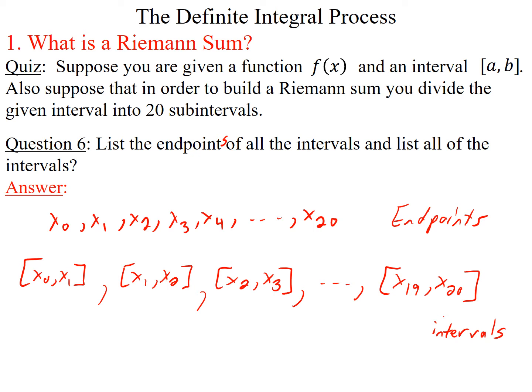Once again, just to generalize this a little bit, if we get rid of this 20 and just make it n subintervals, then what would change? Well, the endpoints would be x0, x1, x2, x3. The very last one wouldn't be x20. It'd be xn. As far as writing all these intervals down, again, it would be x0, x1, x1, x2. But the last one wouldn't be x19, x20. The last endpoint would be xn, so the previous one would be xn minus 1. So that's how it would be if we were generalizing it to n intervals. Okay, next question.